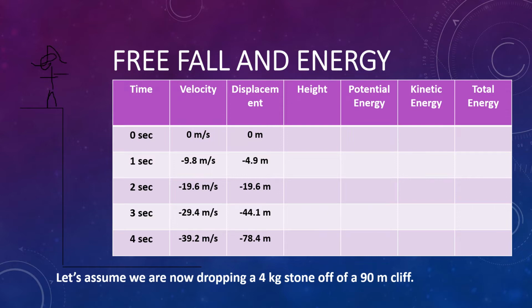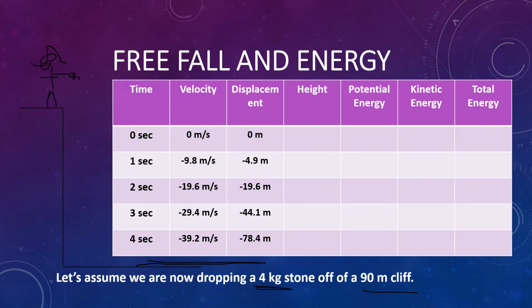Here's little Susie dropping the ball. I filled in the free fall chart already. We did that in the previous slide, and we did that a lot back earlier in the year. So hopefully there's no questions about this part right here. But let's go add some new columns to this. Let's say we're dropping a 4-kilogram stone off a 90-meter cliff.